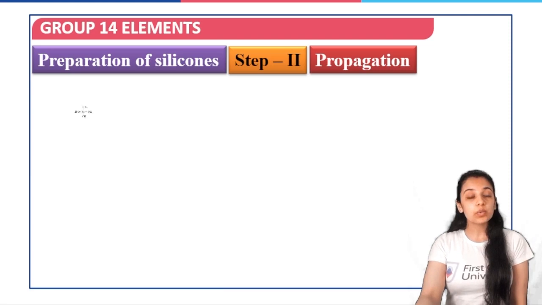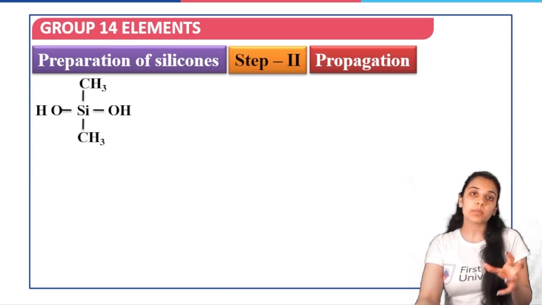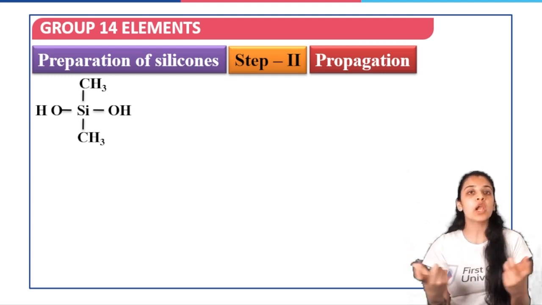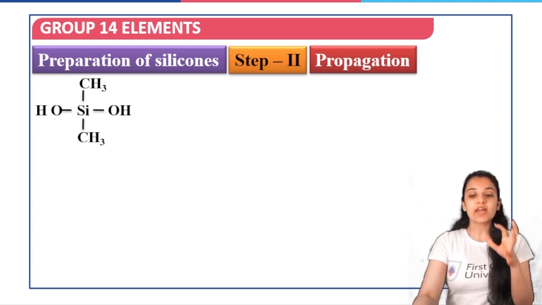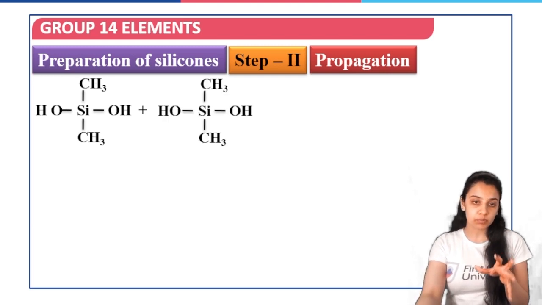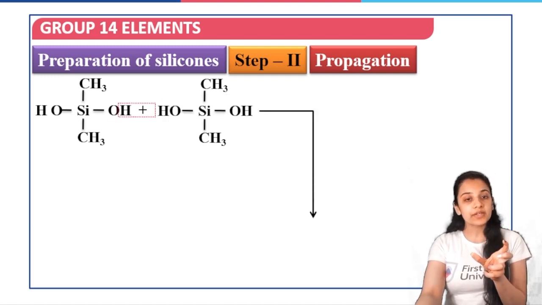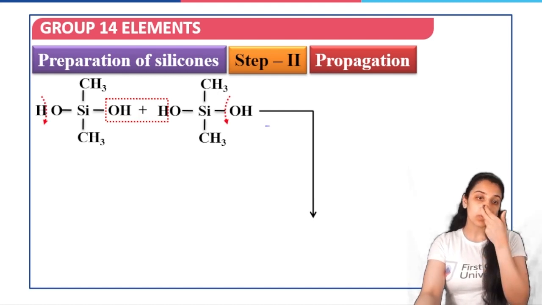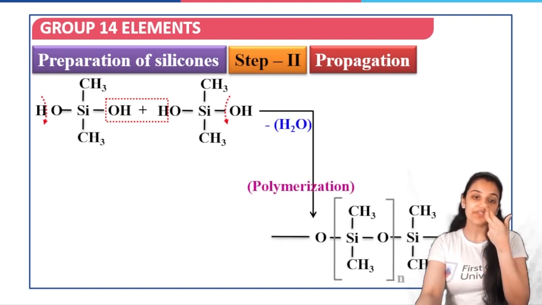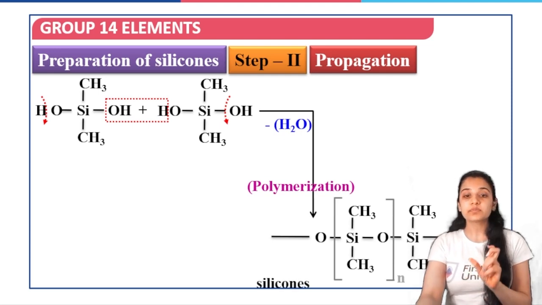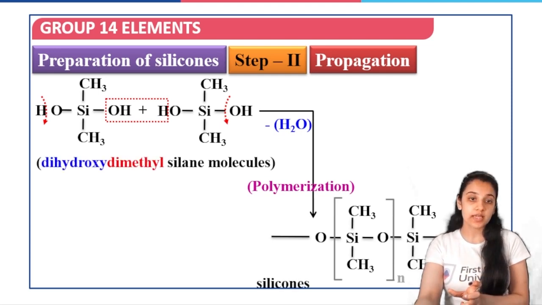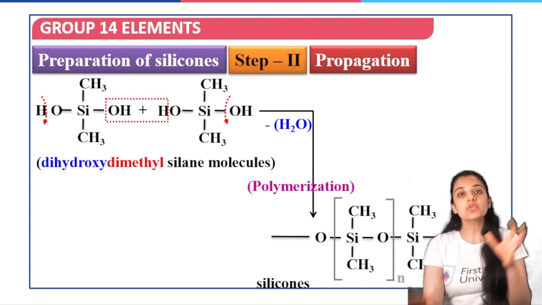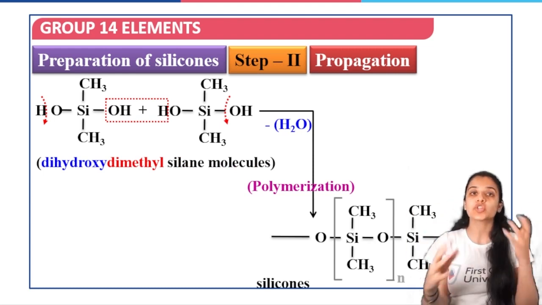Now, step 2 is propagation. Once we have formed the monomer, it is important that these monomers go on linking with each other in order to form a long chain polymer. So, when we have this dihydroxy monomer, 2 monomers will combine together and water is going to be removed from here. And what we will see is the formation of this particular polymer, which is nothing but silicones. So this is how the dihydroxy dimethyl silane molecules will combine together to form a long chain polymer.